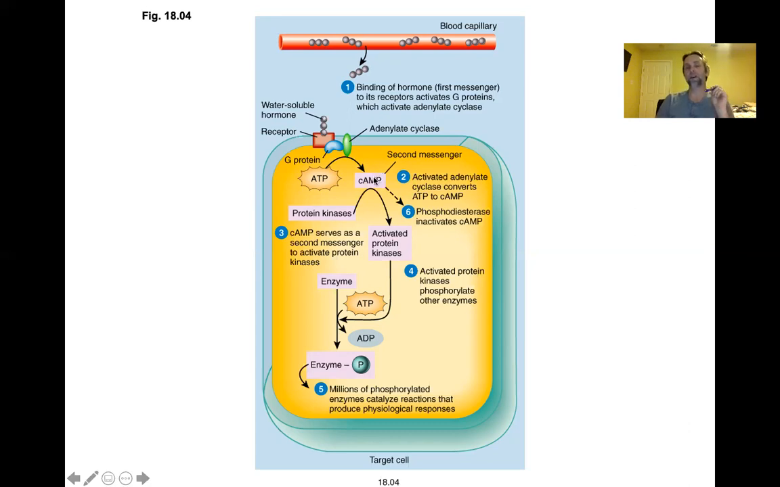The second messenger is cAMP. So anyway, cAMP activates another enzyme called protein kinase, or plural protein kinases, right? And then protein kinases are going to phosphorylate other enzymes. In other words, give energy to other enzymes. Those enzymes are going to change the behavior of the cell.